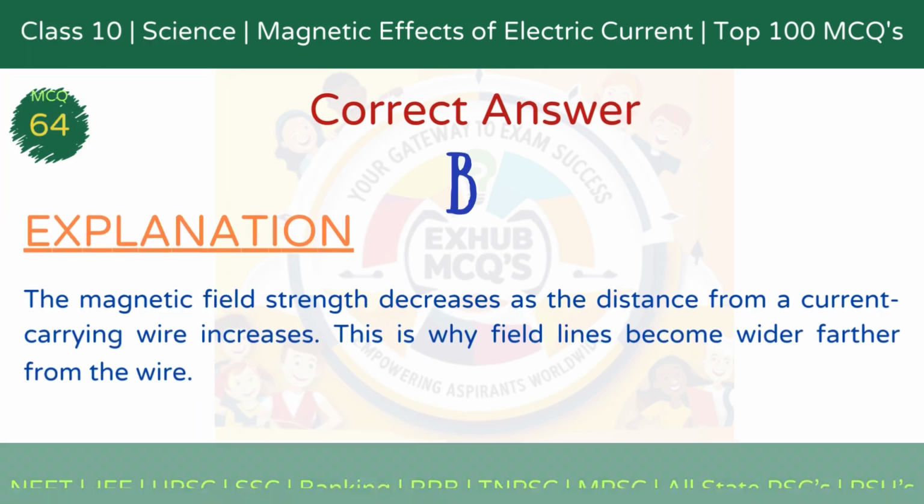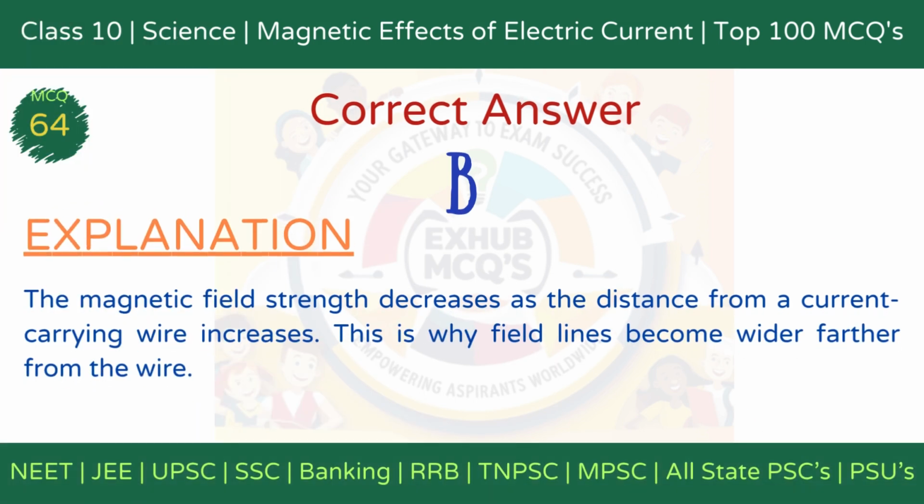The correct answer is option B, field strength decreases. Explanation. The magnetic field strength decreases as the distance from a current-carrying wire increases. This is why field lines become wider farther from the wire.